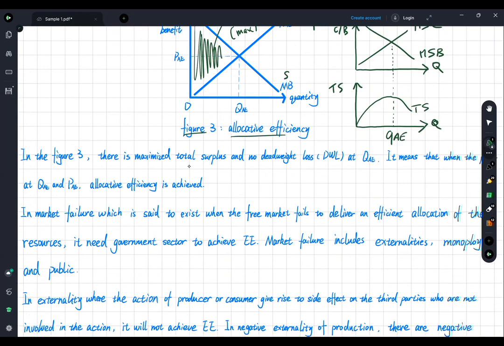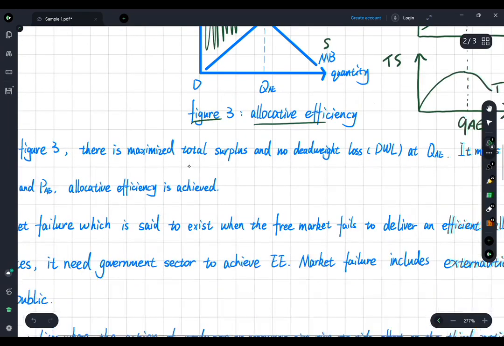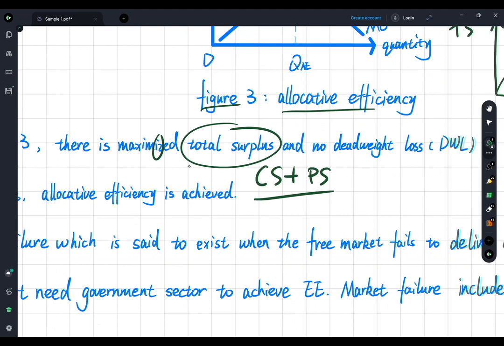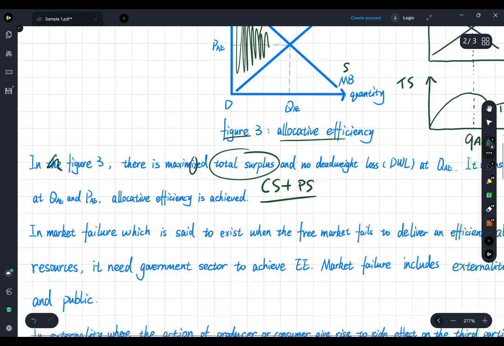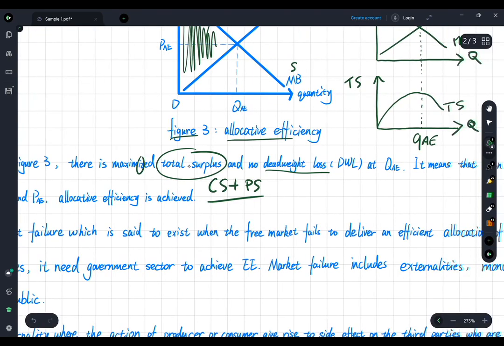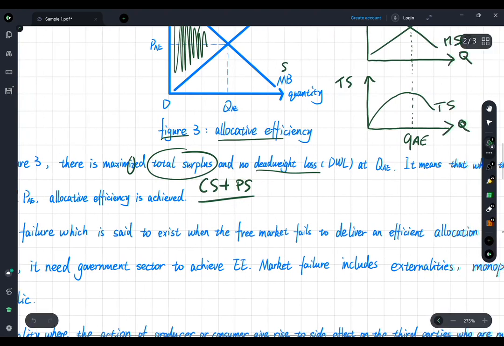In figure 3, there is maximize, so same thing, try to use British English, total surplus. But there is no definition of total surplus. It could be just the sum of producer surplus and consumer surplus. No need to define consumer surplus and producer surplus because this would be too long. And no deadweight loss, same thing, perhaps a very brief definition would help, just in a few words, doesn't have to be a very long definition. A loss in total surplus caused by a market failure or something like that.